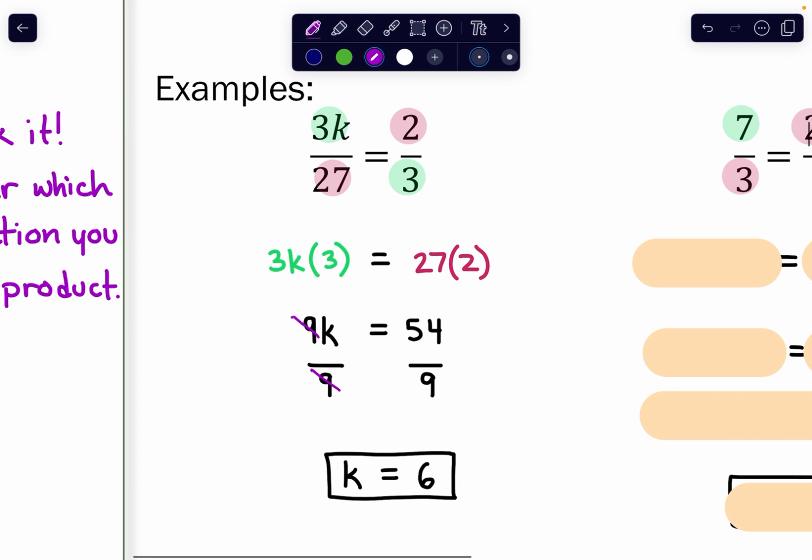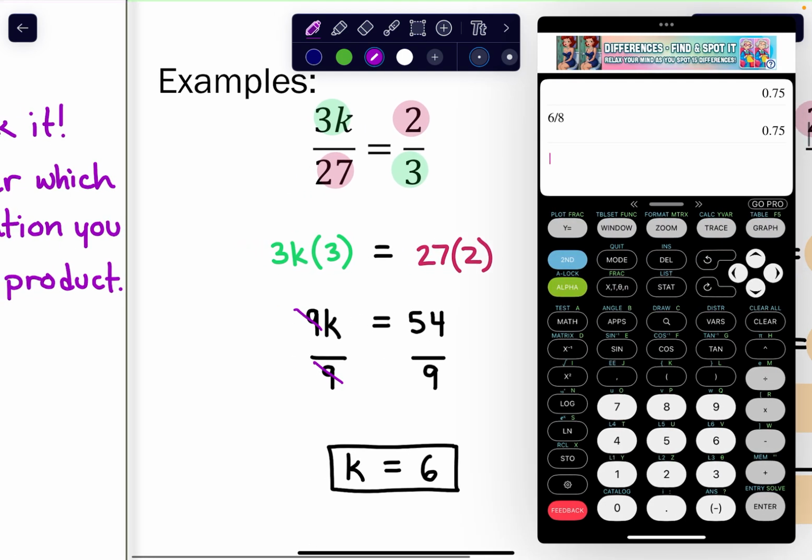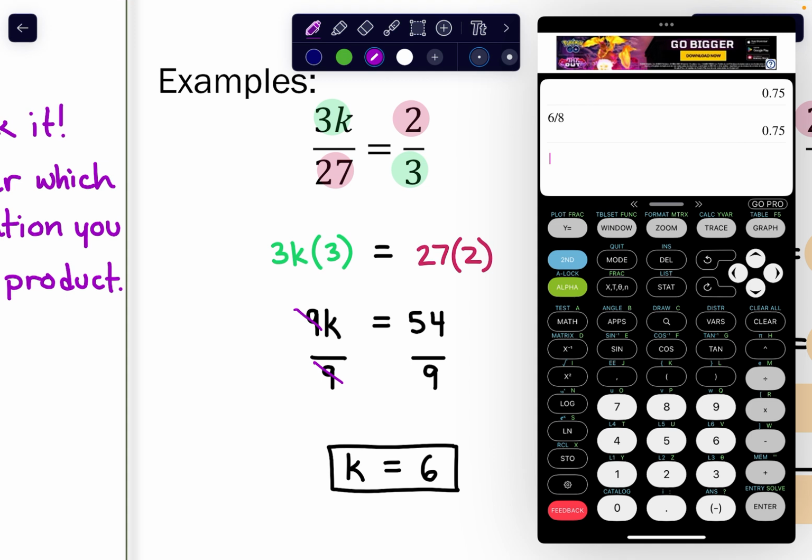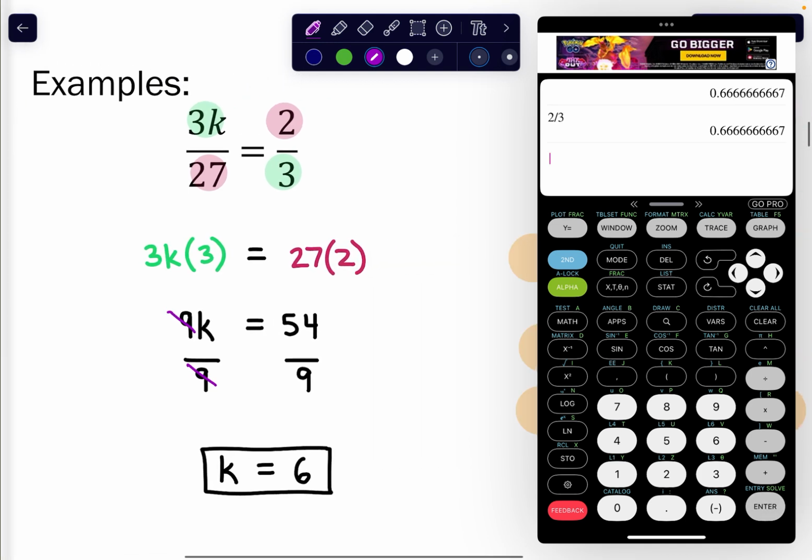And like always, you can check your answer. I'm only going to do this once, but you should do it for every problem you do just to make sure that you're getting it right. So we're going to put a 6 in for k, and then we're going to make sure the two fractions, when we divide them on the calculator, give us the same decimal. So 3 parentheses 6, we're putting a 6 in for k, divided by 27, and we get 0.6 repeating. Then we do 2 divided by 3 on the other side. We should get 0.6 repeating, and look at that, we do. So we know we got the right answer.